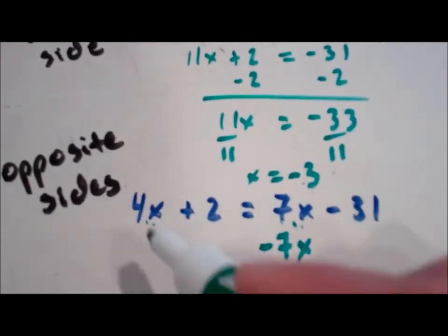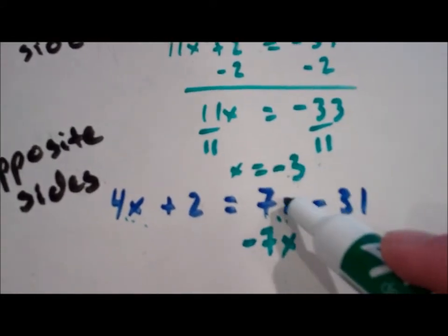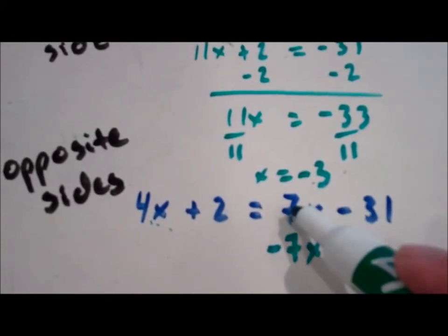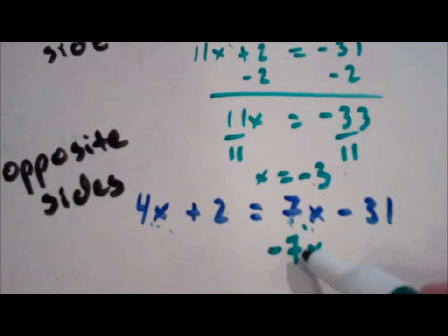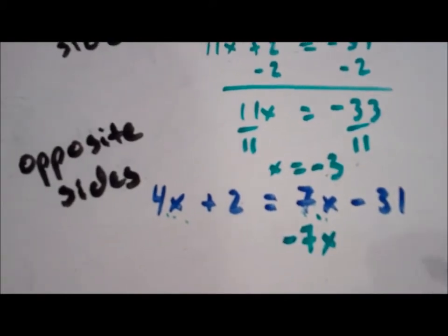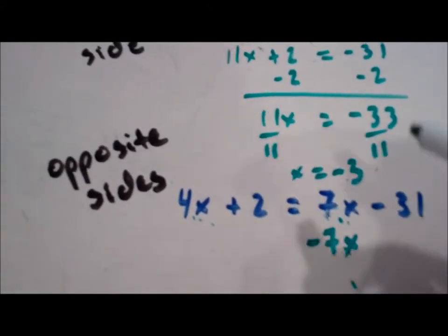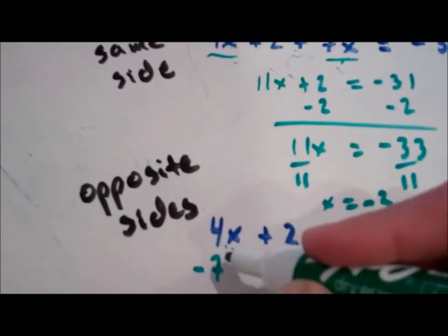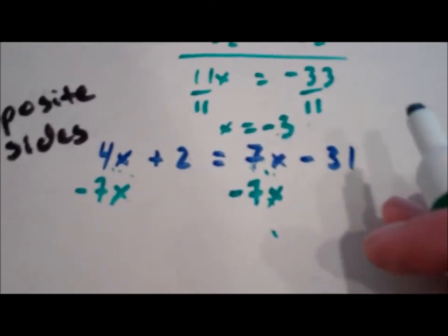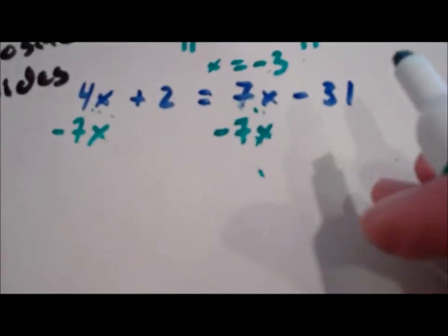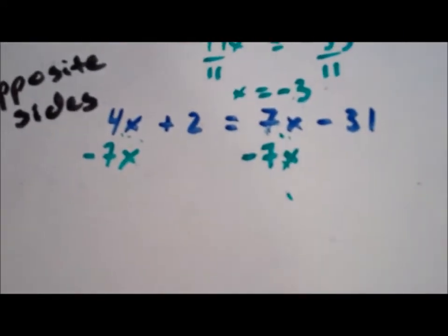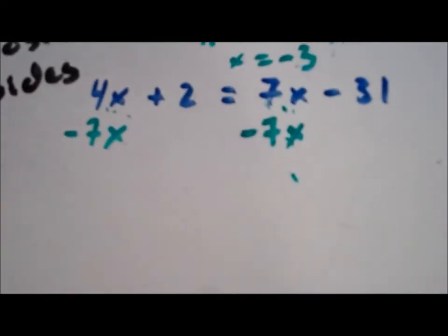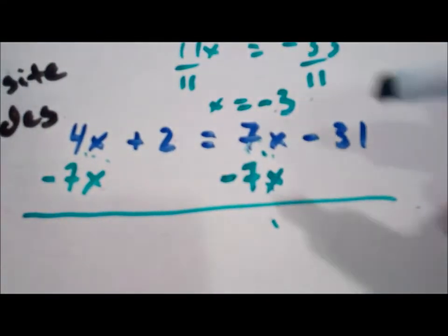I could also subtract 4x to get rid of it, but basically I'm going to eliminate my variables on this side. 7x minus 7x is 0. It'll go away. And whatever I do to one side of the equal sign, I have to do exactly the same on the other side. So I'm getting my variables together, but I had to use inverse operations for this to occur. And then draw my line.